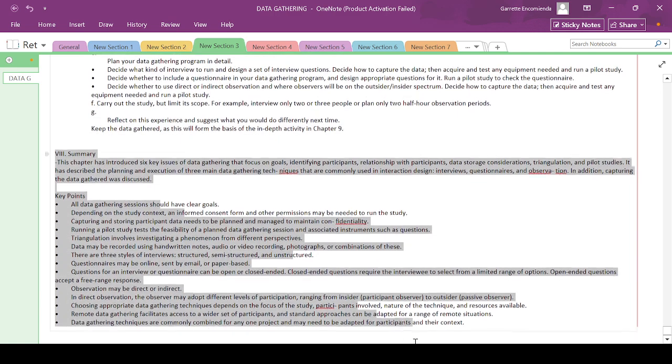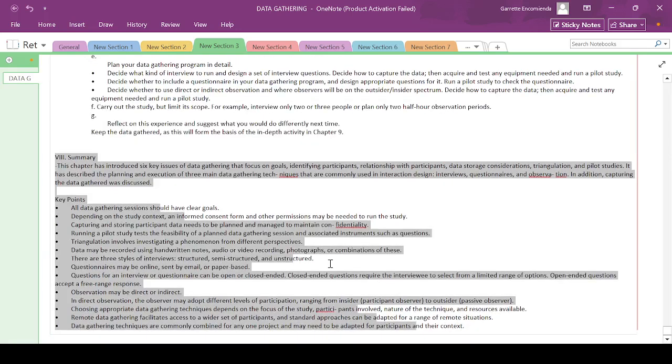Summary. This chapter has introduced 6 key issues of data gathering that focus on goals, identifying participants, the relationship with participants, data storage considerations, triangulation, and pilot study. It has described the planning and execution of 3 main data gathering techniques that are commonly used in interaction design: interviews, questionnaires, and observation. In addition, capturing the data gathered was discussed.